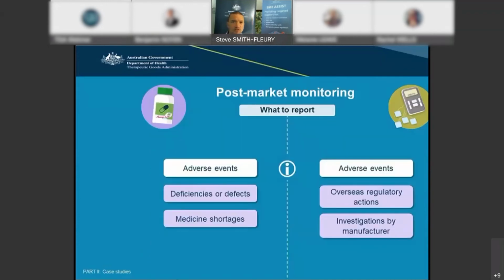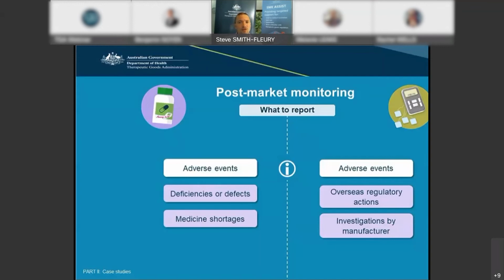So post-market monitoring is the continued upkeep, if you like, of your therapeutic goods once on the market. As a sponsor, you're responsible for ensuring that your goods remain compliant and reporting back any problems. Once your product is on the market, there are a few things that you need to consider as a part of the post-market monitoring process and things that you'll need to mandatorily report back to the TGA.